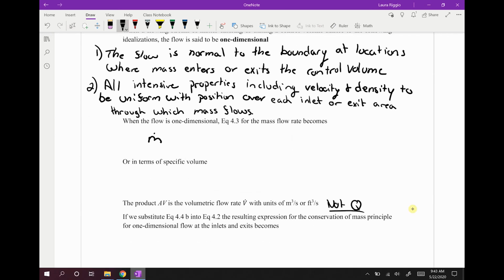So for one-dimensional flow, our mass flow rate is equal to our density times our velocity times our area. We can also write this in terms of specific volume. If we recall that our specific volume is 1 over our density, we get our area times our velocity divided by our specific volume. The product of our area times velocity is given the volumetric flow rate, V dot. Note it's given the symbol V dot and not Q, so as not to be confused with fluid mechanics. The units of volumetric flow rate are meters cubed per second or feet cubed per second.